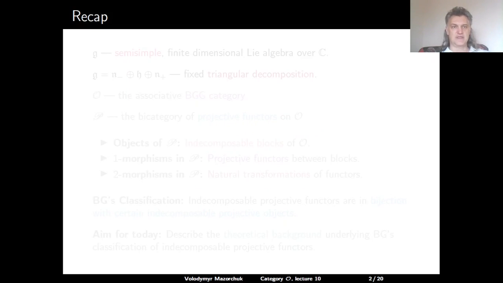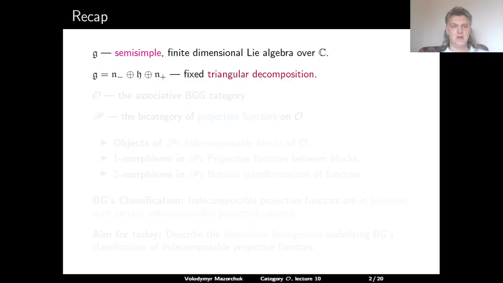Let's recall our setup. We work with a semi-simple finite-dimensional complex Lie algebra G with a fixed triangular decomposition G equals n minus plus h plus n plus, where h is a fixed Cartan subalgebra and n plus and n minus are nilpotent subalgebras corresponding to a fixed choice of positive and negative roots. Associated with this triangular decomposition, we have the corresponding BGG category O.